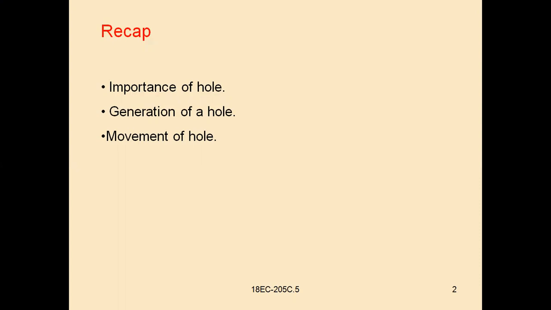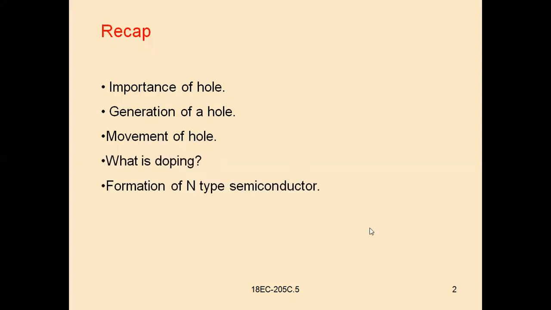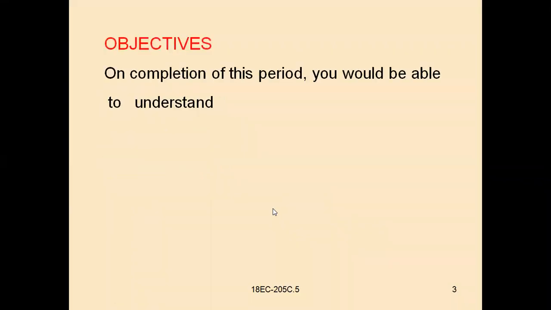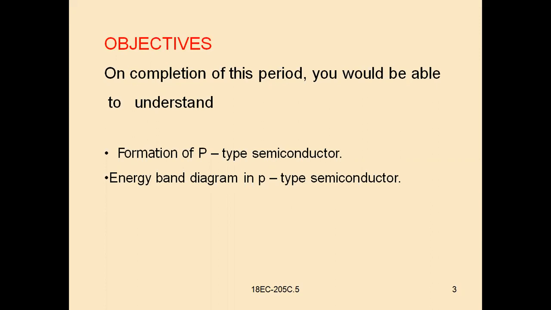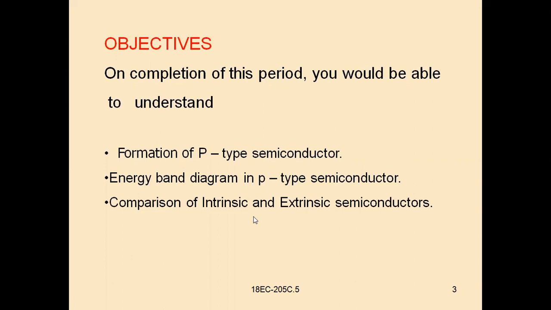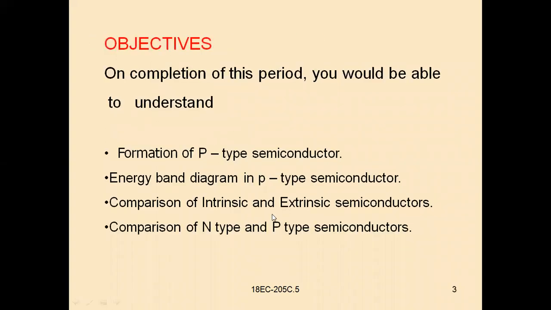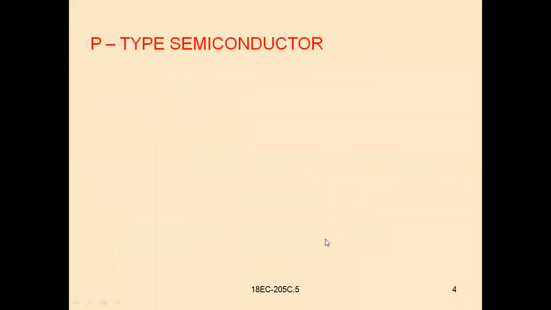In the last class, we learned about the importance of the hole, generation of holes, and movement of holes. Meanwhile, we also learned the doping process and the formation of N-type semiconductor. Today, let us learn the formation of P-type semiconductor, the energy band diagram in P-type semiconductor, the comparison of intrinsic and extrinsic semiconductors, and also the comparison of N-type and P-type semiconductors, right?